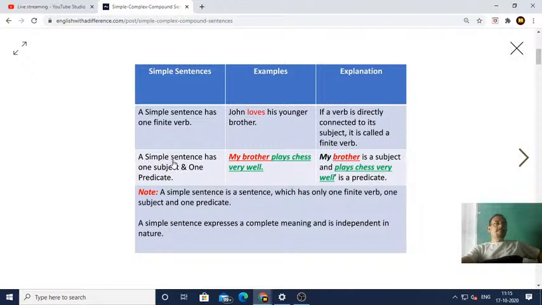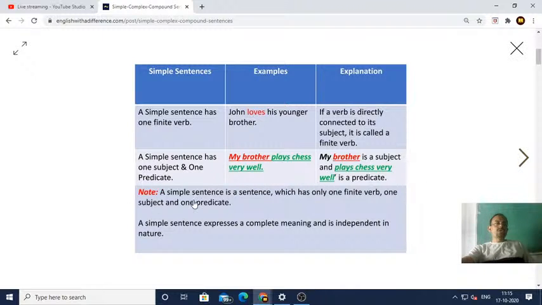Okay, next, a simple sentence has one subject and one predicate. For example, my brother plays chess very well. Here, my brother is the subject and plays chess very well is the predicate. Okay, this point you understood, I suppose. A simple sentence will have one subject and one predicate.